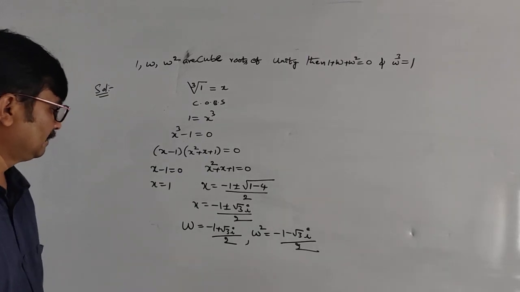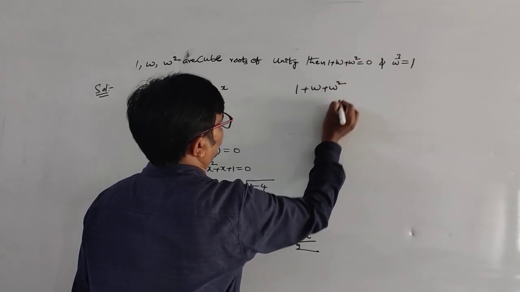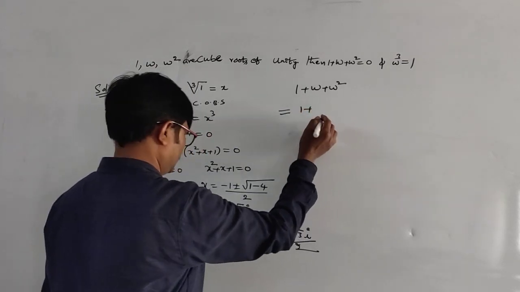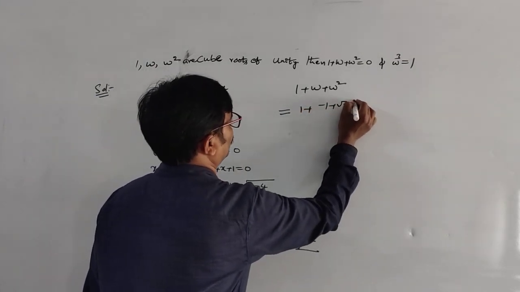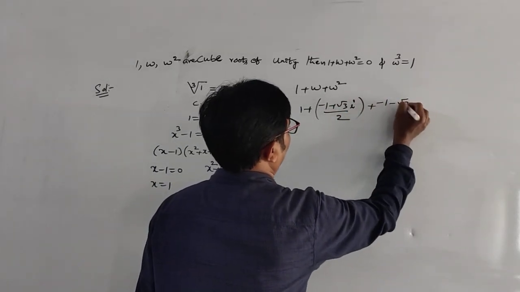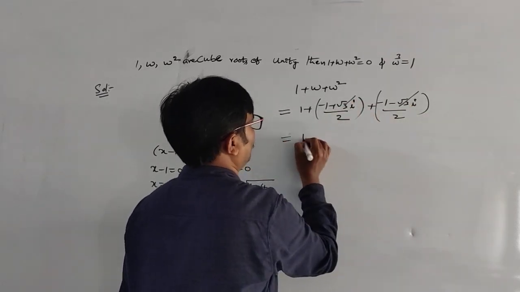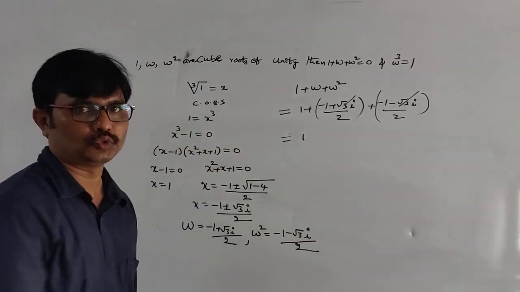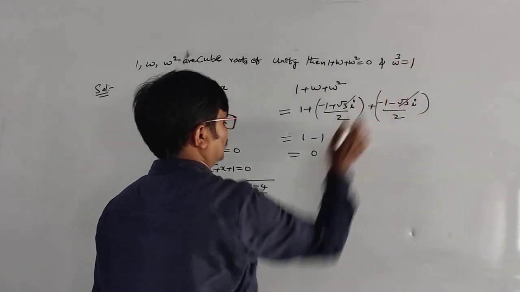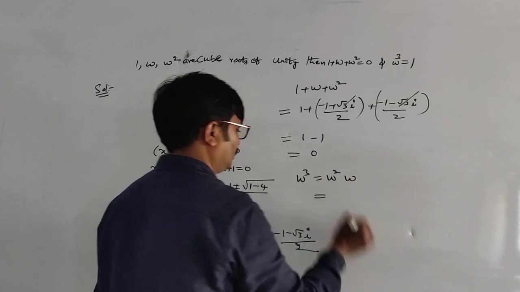So students, first we find 1 plus omega plus omega square. 1 plus omega is minus 1 plus root 3i by 2, and then minus 1 minus root 3i by 2. So these two are cancelled. Minus 1 minus 1 is minus 2, minus 2 by 2 is minus 1. This is 0.